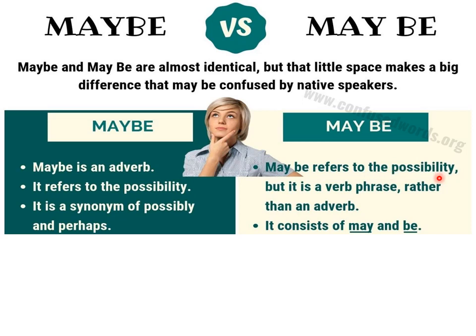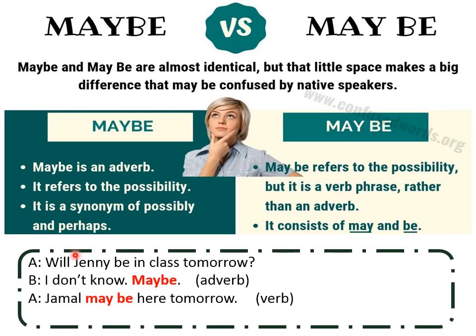May be also refers to the possibility, but it is a verb phrase rather than an adverb. It consists of may and be. Will Jenny be in class tomorrow? I don't know. Maybe. Maybe is an adverb here. Jamal may be here tomorrow. Here, may be is a verb, not an adverb. So, although they look identical, they do not serve the same purpose.